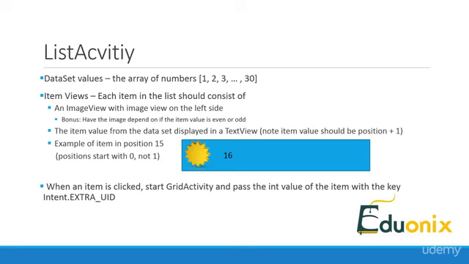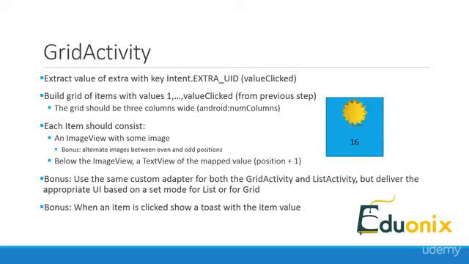When an item is clicked, the grid activity should be started, and the int value of the item, again which should be the item position plus 1, should be passed in the intent with the key intent extra UID. When starting the grid activity, the extra int value with key intent extra UID should be extracted since it will be used for the construction of the grid view.